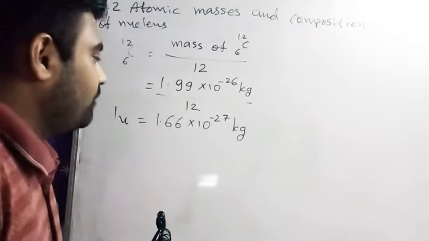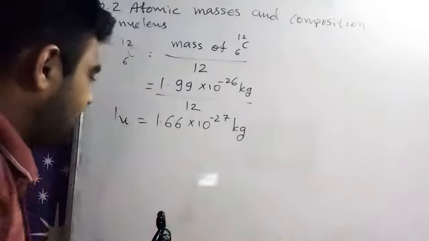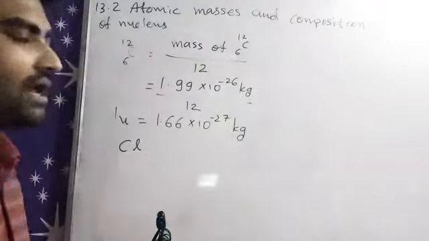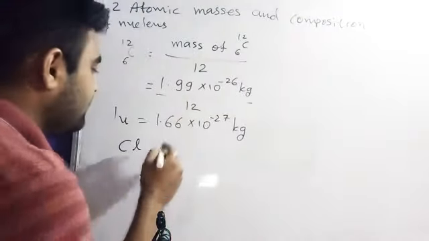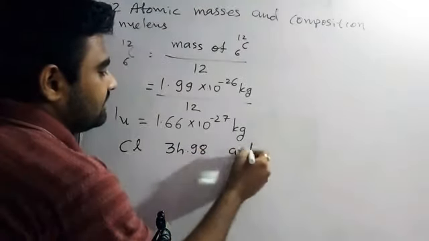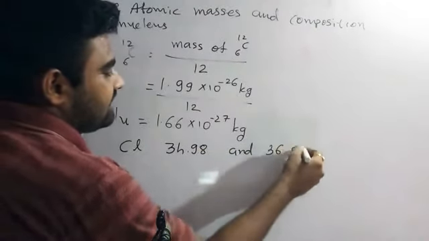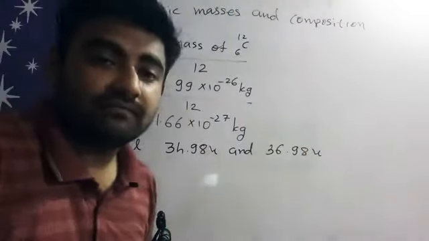Now in this topic, for example, we have chlorine. Chlorine has two different isotopes, for example 34.98 and 36.98. These are in AMU units.